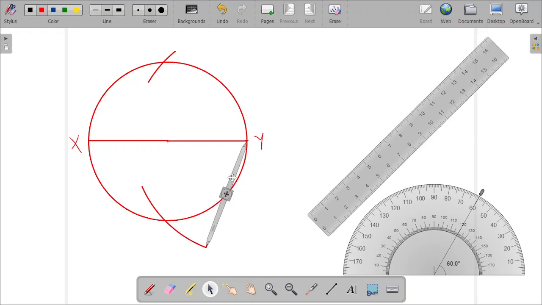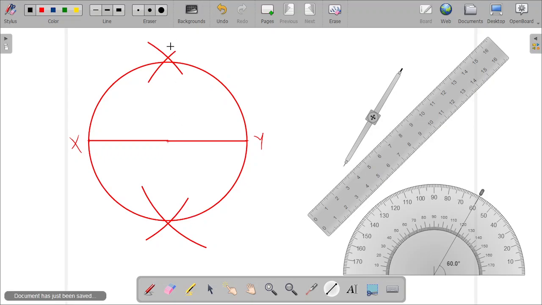Then do not adjust your compass radius, leave it the way it is. Place your compass point on point X. Then you are going to make another arc to cut those arcs above and below. Now those arcs must intersect, they must cut each other. Very important. So next you're going to join the points of intersection of those arcs at the top and bottom with a straight line like this.